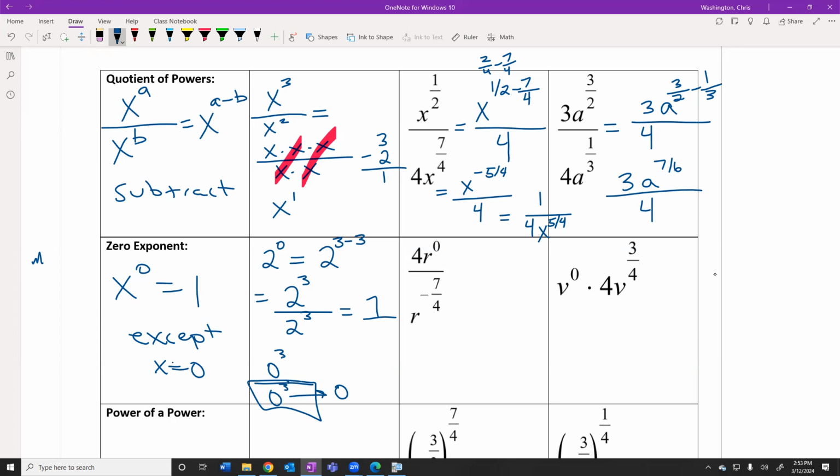So right here, 4r to the 0. Well, what is r to the 0? r to the 0 is just 1. So that numerator is just 4 times 1 all over r to the negative 7 over 4. And we want to make that negative exponent positive. So we're going to move it to the numerator with the 4.